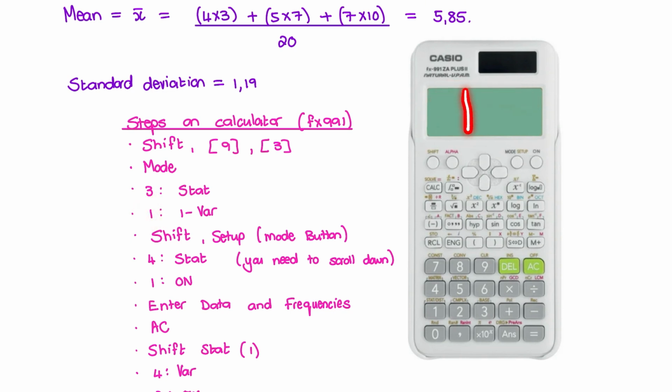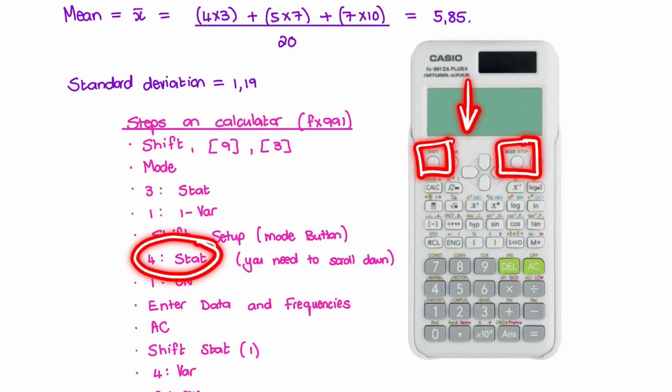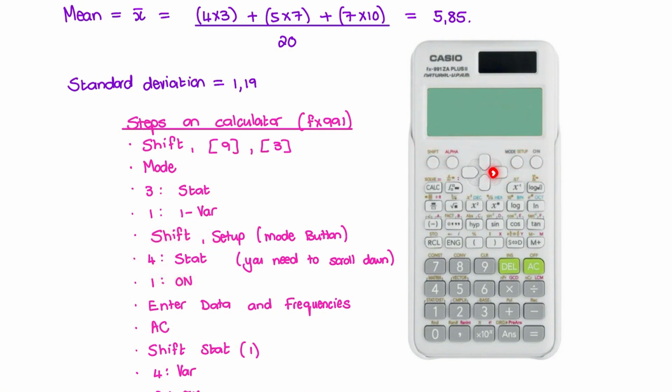And now a new screen would open up, but we want to also have a column here for the frequencies, or an F column. And how we create that column is by pressing Shift and then Setup. So Shift Mode. Can you see next to Mode it says Setup? So you press Shift and Setup. You scroll down to the option that says Stat. So sometimes you need to scroll down quite a bit because it's not the option on the first screen. Then, once you press Stat, it will ask you frequency and on or off.